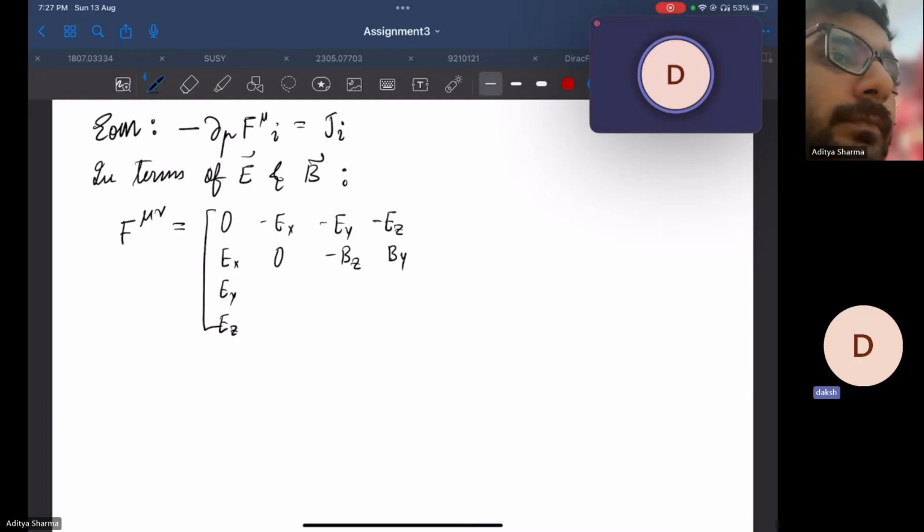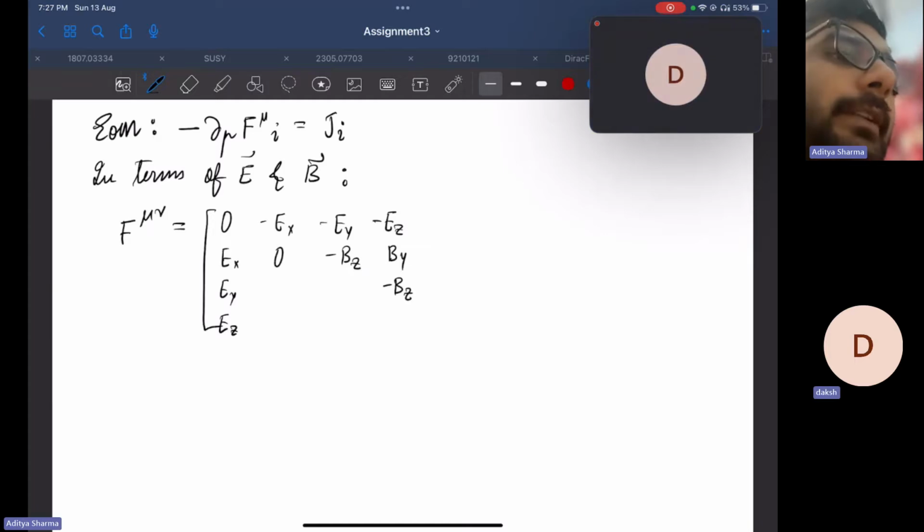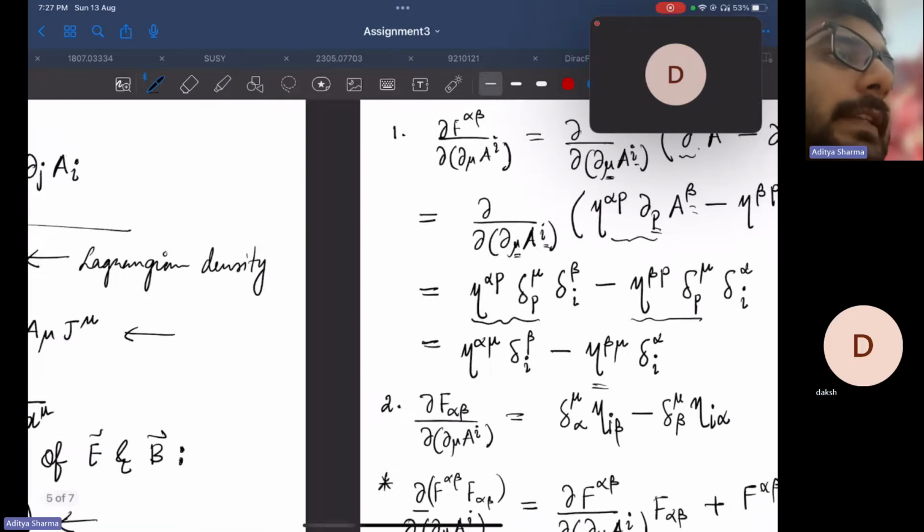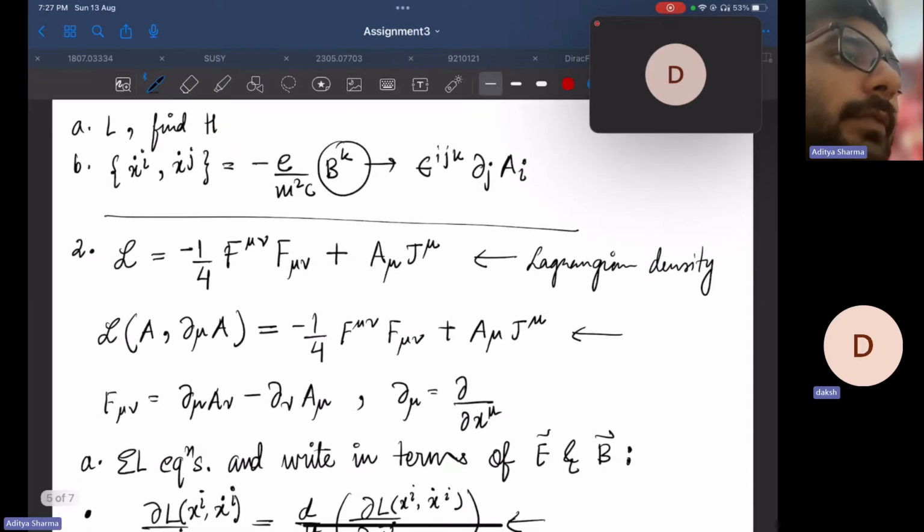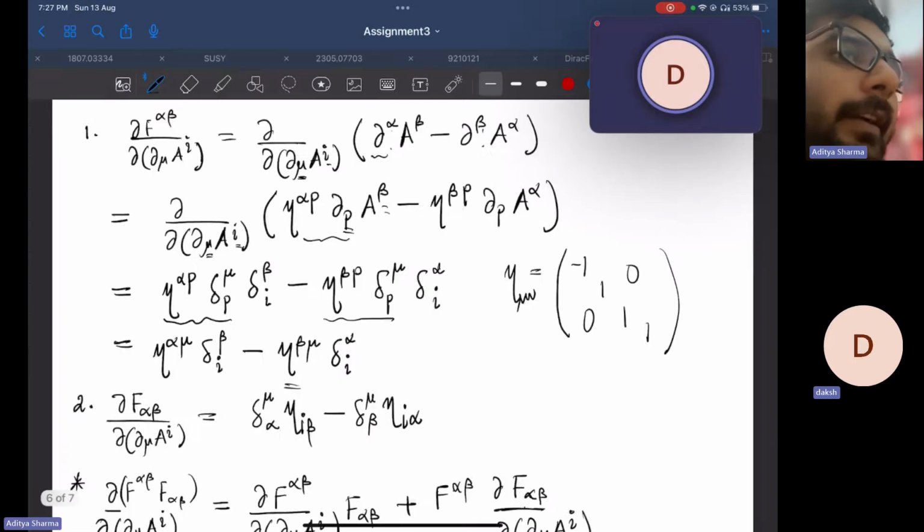There should have been the C term, E by C or something, right? Oh, leave that. C is one for us. If you want that C, right? Like we had normalized it. Oh, it's fine.